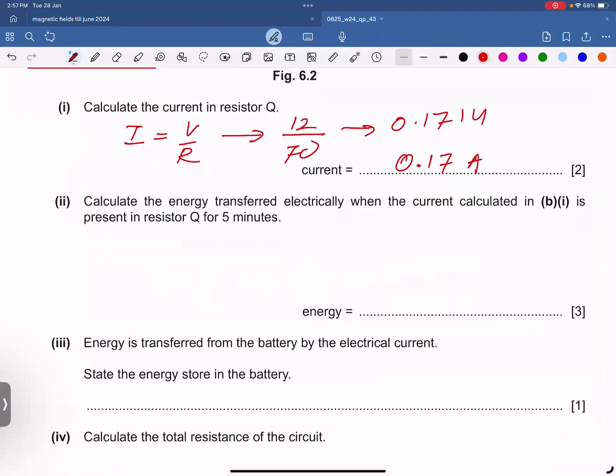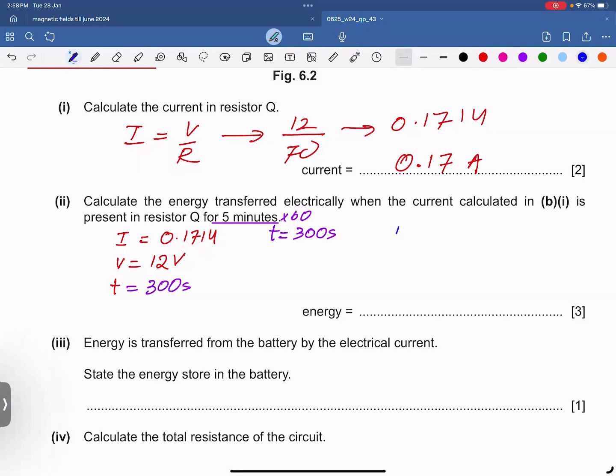Calculate the energy transferred electrically when the current calculated in B1 is present in the resistor for 5 minutes. So write the data. The current is 0.1714, the voltage we already know is 12, and the time you will multiply by 60. 5 times 60 is 300 seconds.